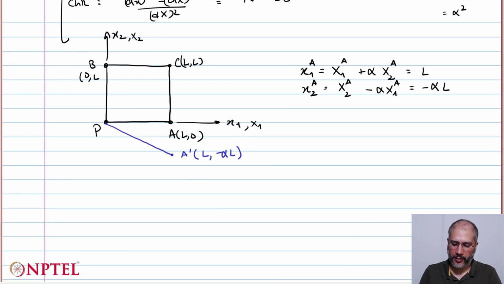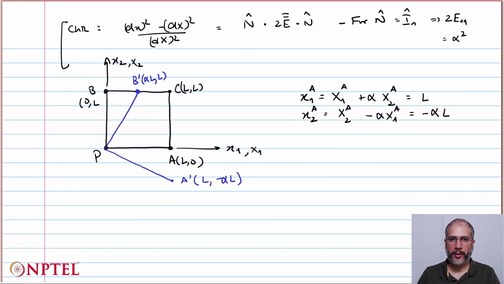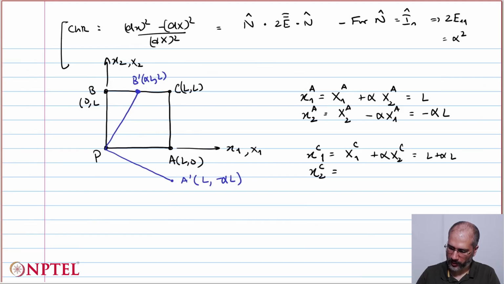Similarly, for point B, you will see it goes to the right like this, which is B prime, and it has the coordinates alpha L comma L. So this becomes something like this. So let us look at the coordinates of point C. So small x1 of C is capital X1 of C plus alpha capital X2 of C, which is L plus alpha L, and small x2 of C is capital X2 of C minus alpha capital X1 of C, which is L minus alpha L.